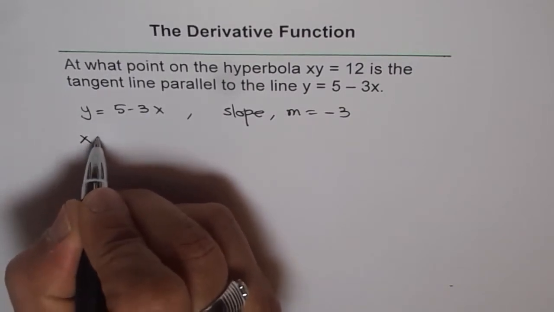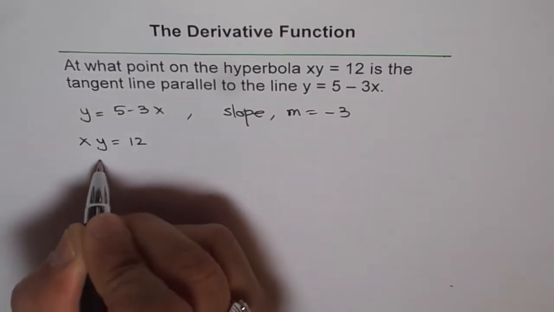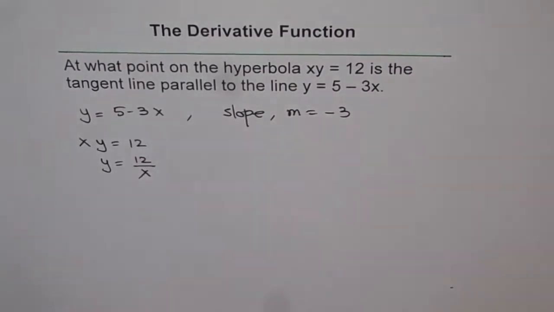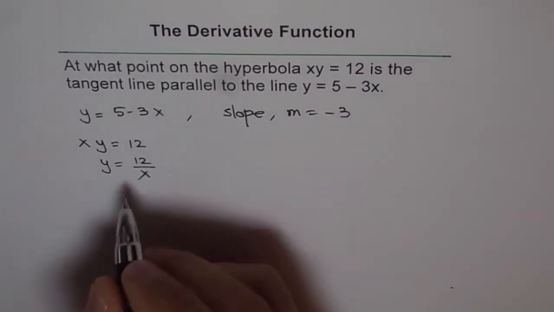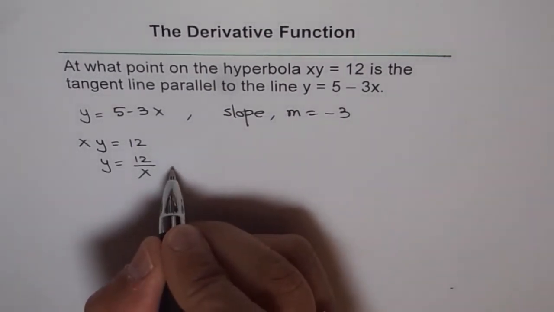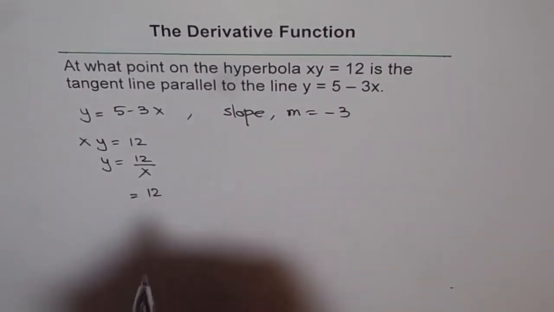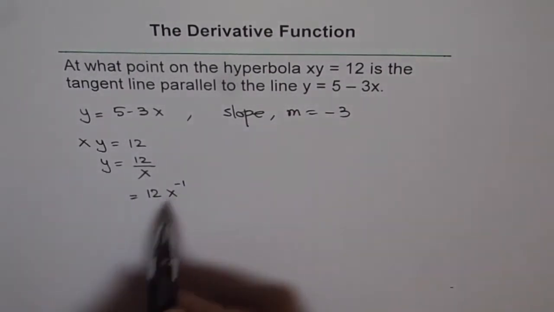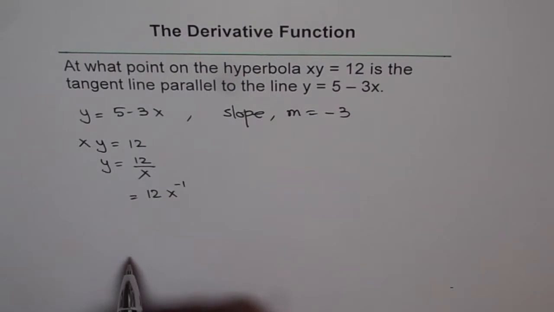So we have a function xy equals 12, which we could write as y equals 12 over x. That's a very critical step, right? Many times I've seen students getting lost right here. Now we will use the power rule, so it's better to write this function in the form of 12 times x to the power of minus 1. When you write it like this, it becomes simpler.